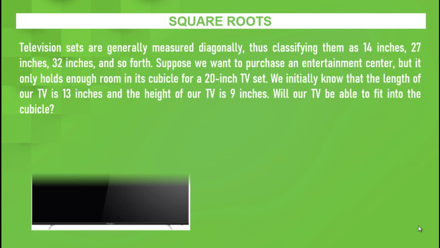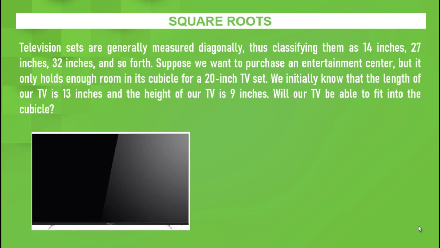So this is our TV. Generally, a TV is measured through the diagonal. This line that I drew in the middle is the diagonal, which is the basis for the inches of the TV. So let's mark it: the TV's length at the bottom is 13 inches, and the height at the side is 9 inches. Since the cubicle fits a 20-inch TV, we need this part, our diagonal.